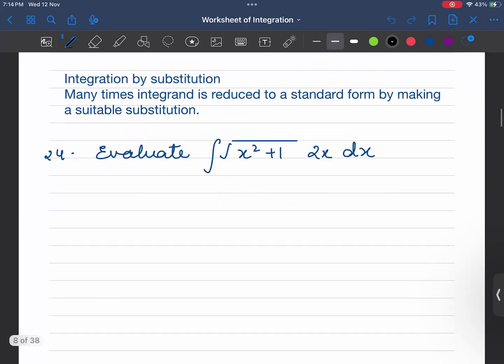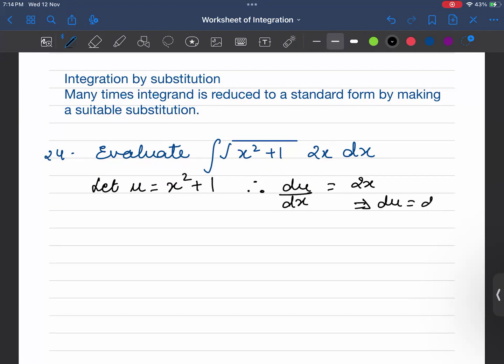Suppose the question comes: evaluate the integral of the square root of x squared plus 1, times 2x. Suppose we say let u equals x squared plus 1. We are substituting this value equivalent to u. Therefore, we can say du upon dx will be 2x. So we can say du equals 2x dx.